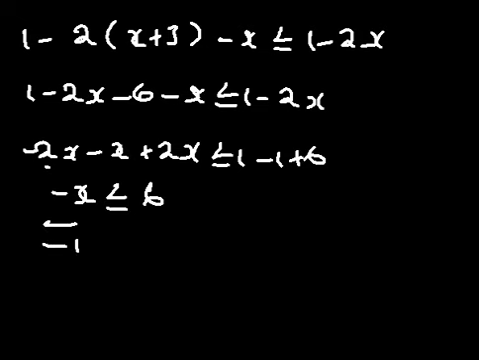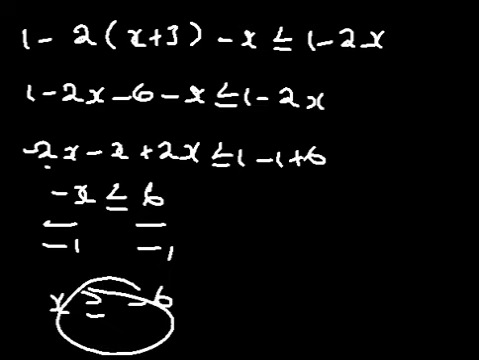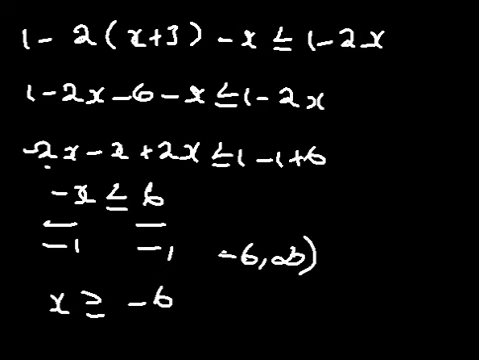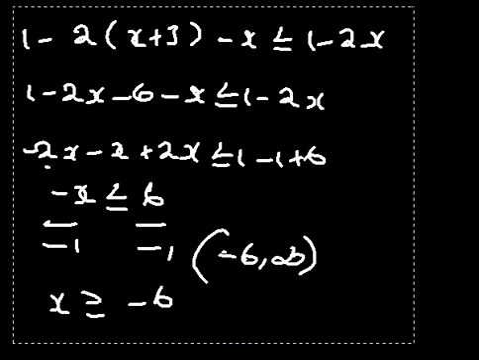So we divide both sides by negative 1. In that case, it means the inequality symbol has to change. You have x greater than or equal to negative 6. So that is the solution, of which we can have it as negative 6 comma positive infinity. So that is on the number line. You can also have it on the number line, the way we discussed before. So take note of that.